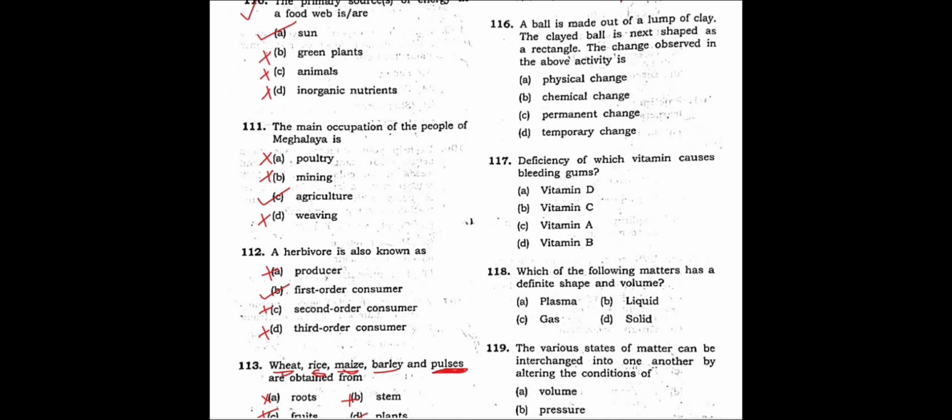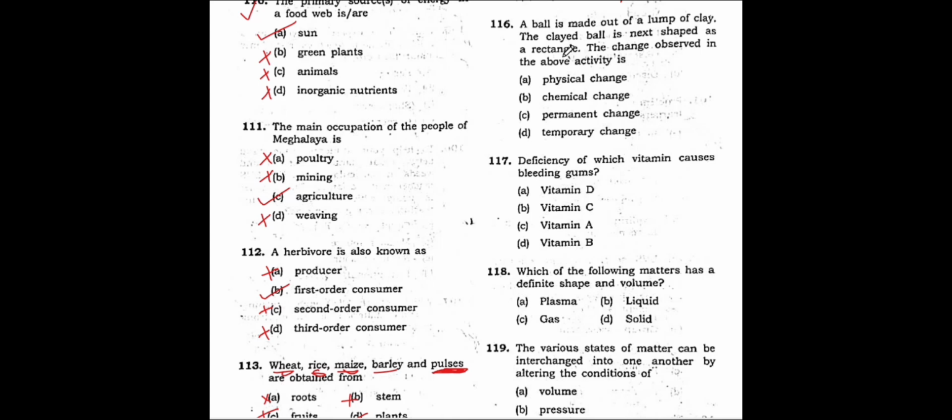Question number 116. A ball is made out of a lump of clay. You know what clay is? Clay means mud. So suppose we are making a ball from the clay, from the mud. Of course we have artificial clay these days, but let me talk about the natural clay. We have taken clay and made a ball out of it. The clay ball is next shaped as a rectangle.